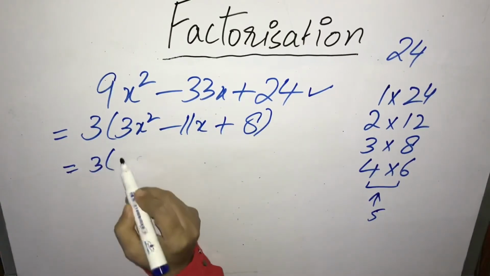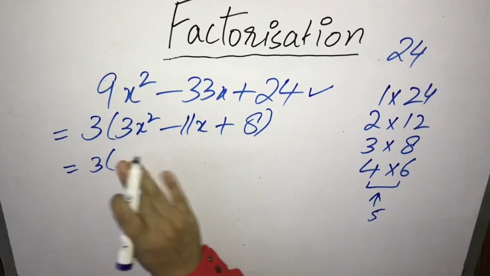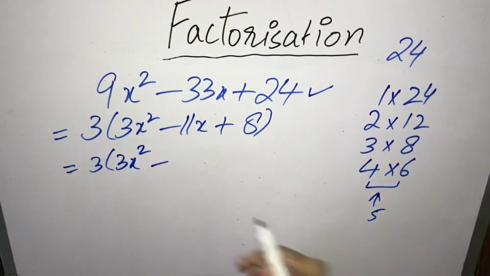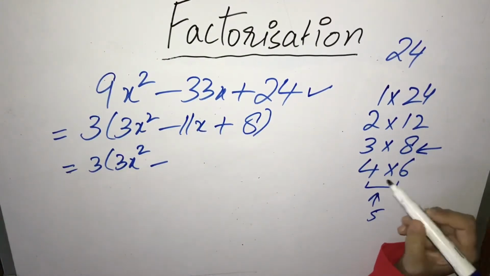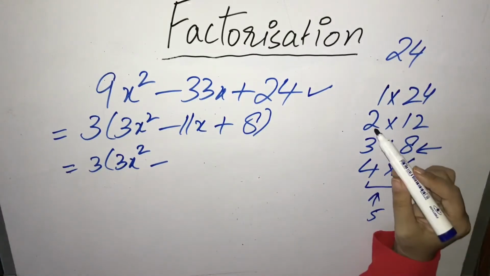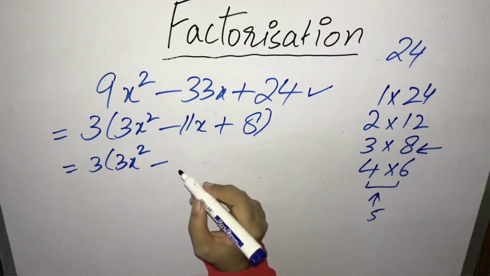So I shall have 3x squared minus, okay, select the factors, 8 and 3 is 11. I think this is the only option, as 6 and 4 is 10. We don't need 10. 12 and 2 is 14. We don't need 14, and we don't need 25.